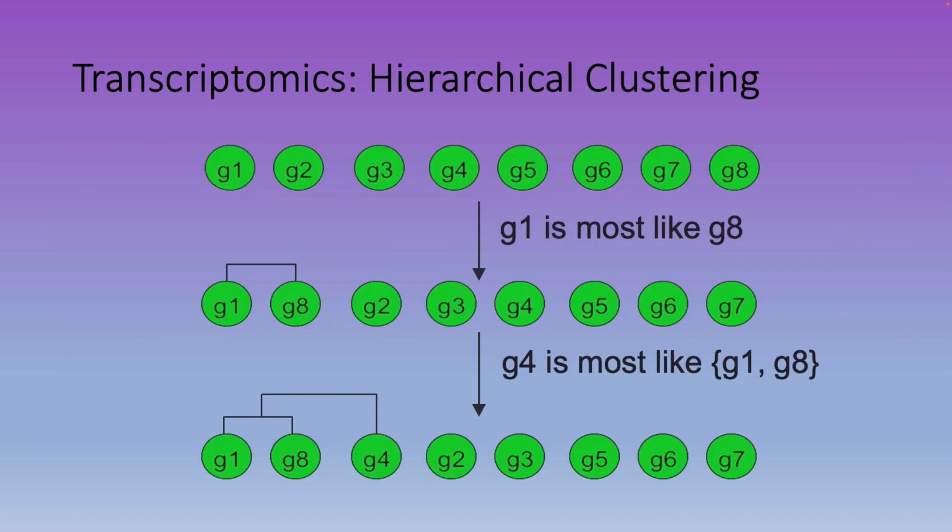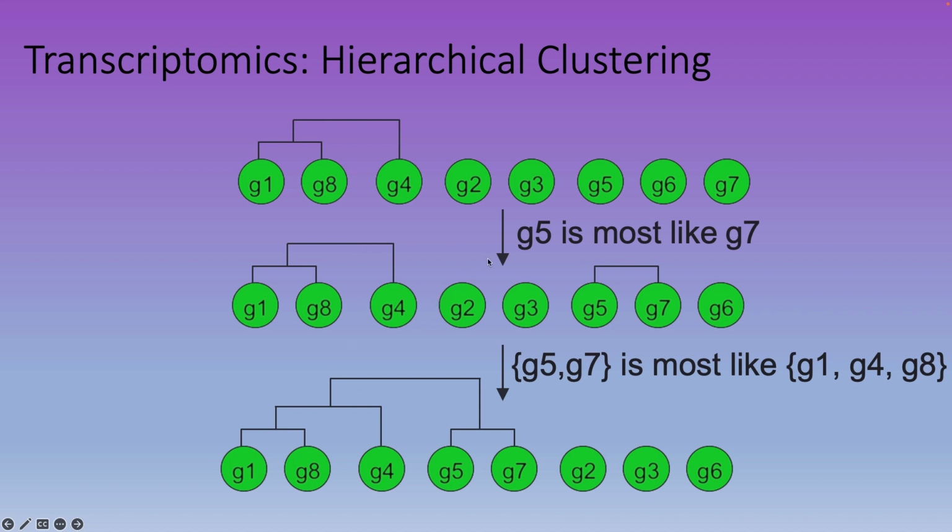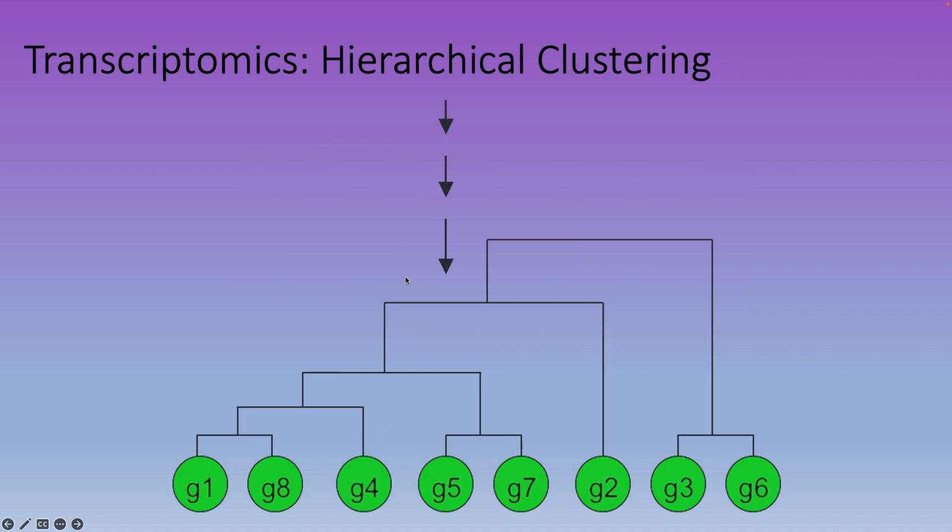And so, a way that we could think about it is G1 is most like G8, right? So it's going to draw this line. Then G4 is most like G1 and G8, so it brings it into this cluster. And then it keeps on going. G5 is most like G7, so that's the next one here, and it draws a cluster there. Then it shows that these two clusters are most similar to this cluster over here. Eventually it's going to do that until it has identified the groupings of all the things that are more similar to each other than they are to other things.